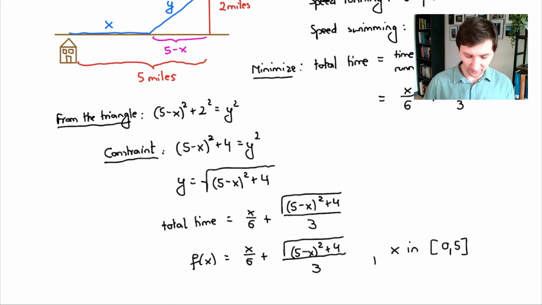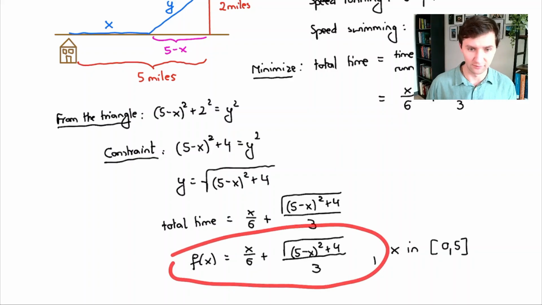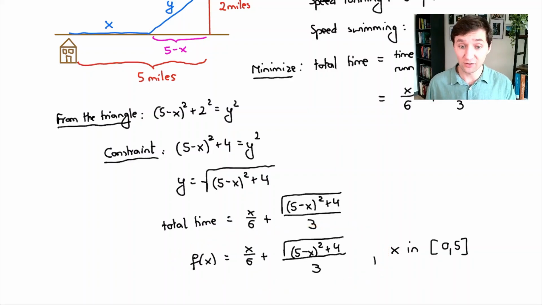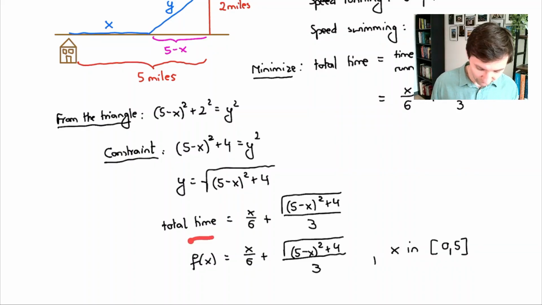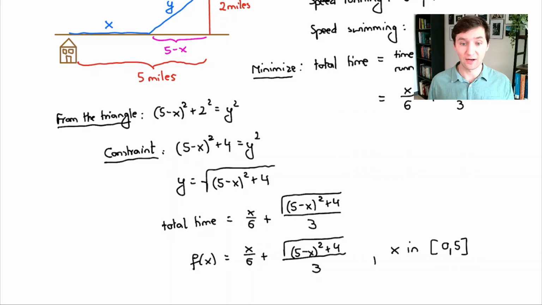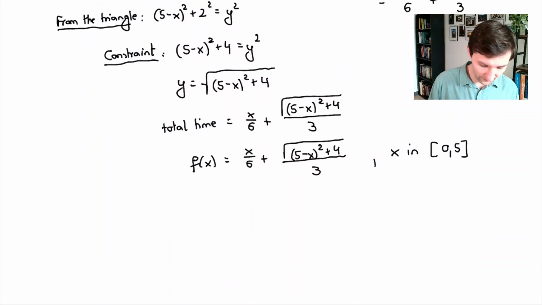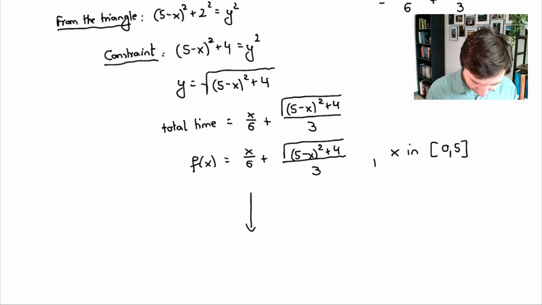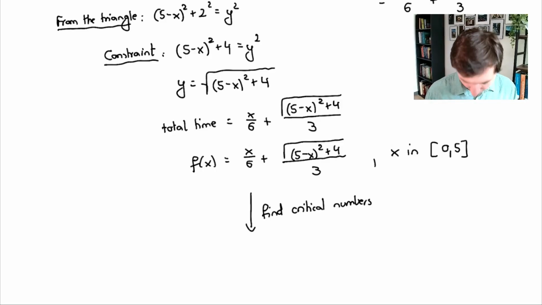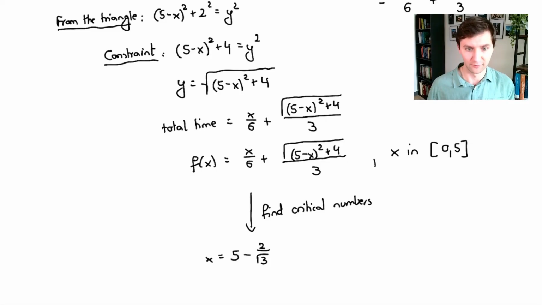The next step is to find critical numbers of this function. For now, let me just tell you what the critical number is, and at the end of the video, I will show you how you can find it. This way, you will not lose track of the big picture. The critical number is x equal to 5 minus 2 divided by the square root of 3.